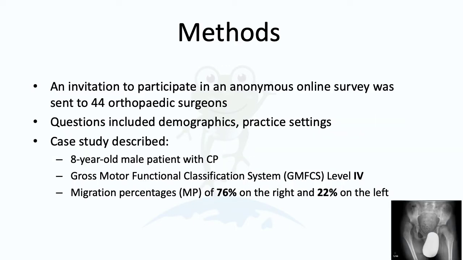So 44 orthopedic surgeons with known pediatric practices were approached to participate in an online survey. Questions in the survey included information about demographics and practice setting, but really focused on a series of case studies. The primary one was that of an 8-year-old male with CP at GMFCS level 4, with migration percentage on the right hip of 76% and on the left of 22%.